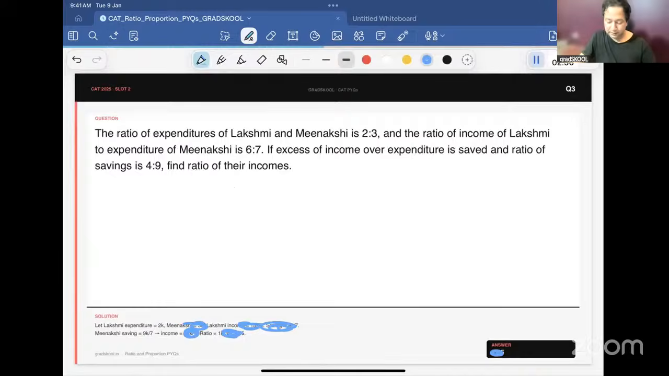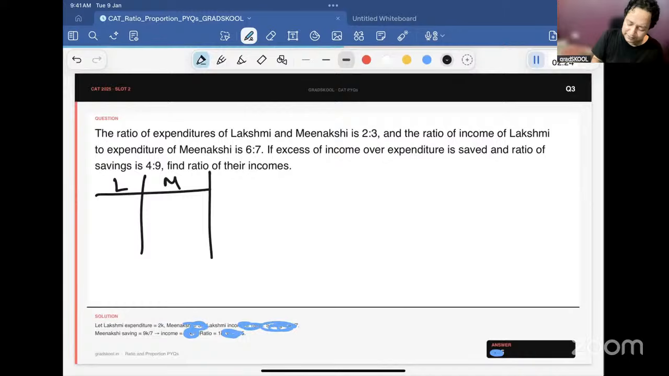Okay, so here we go. Ratio of expenditures of Lakshmi and Meenakshi. So we have Lakshmi, we have Meenakshi. Whenever you want to write things down in the real CAT, I can be really fast, and you might also be very fast. You can solve this question in your mind in 1 minute. But just to make sure that you don't go wrong, write things in a proper way.